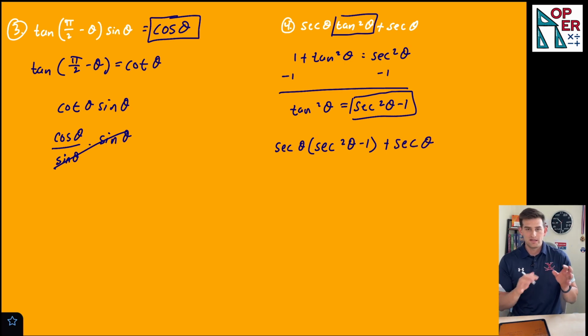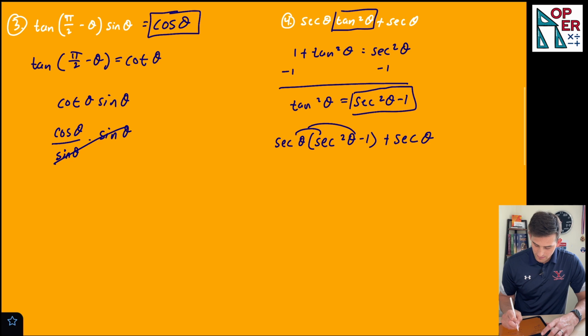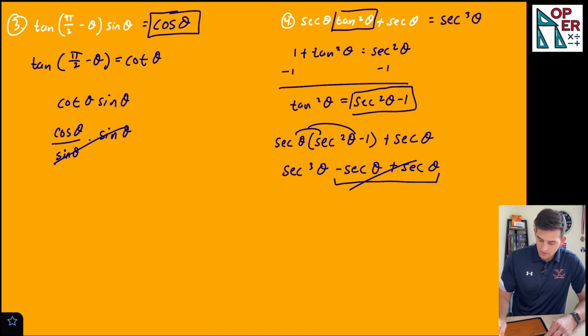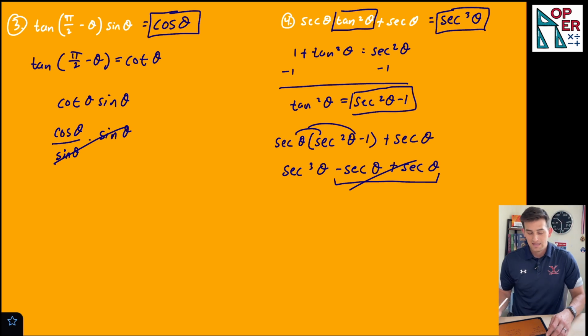Now I'm going to distribute my secant of theta, so like this. So now we would have secant cubed theta minus secant theta plus secant theta. And notice right here, those will cancel out. So number 4 will simplify just to secant cubed theta. Okay, and that is how you can simplify some trigonometric expressions.